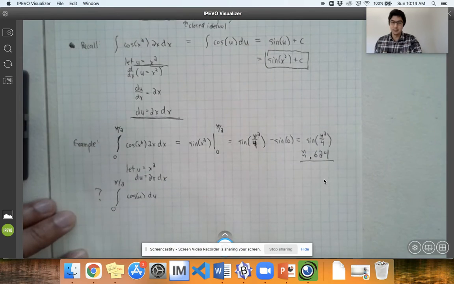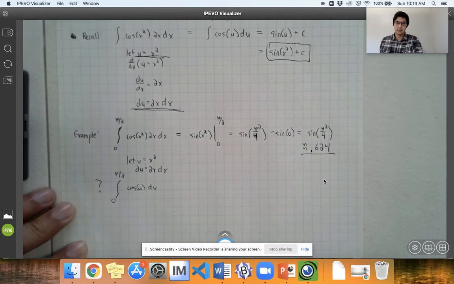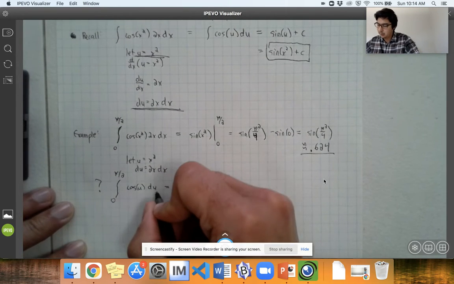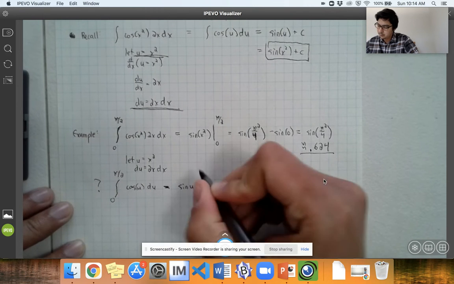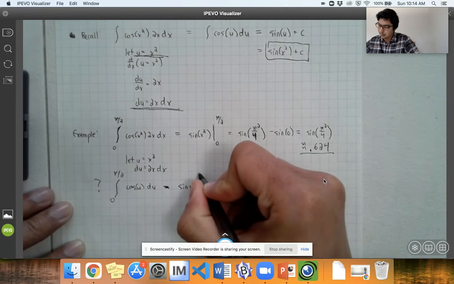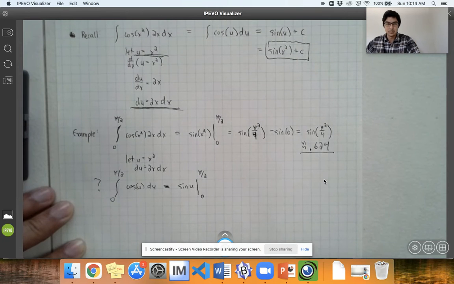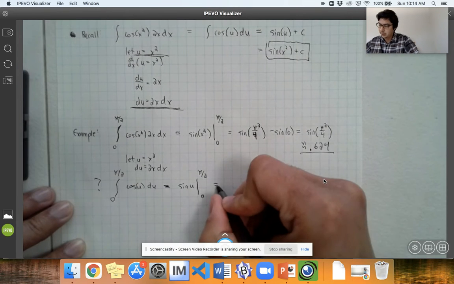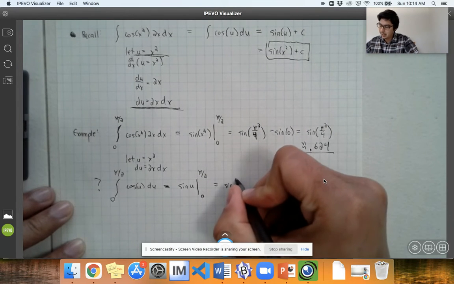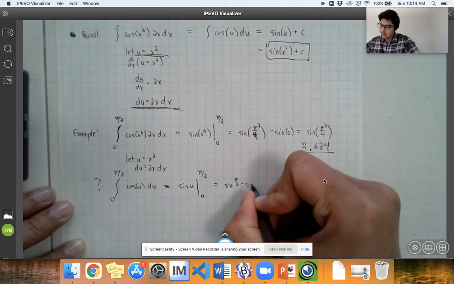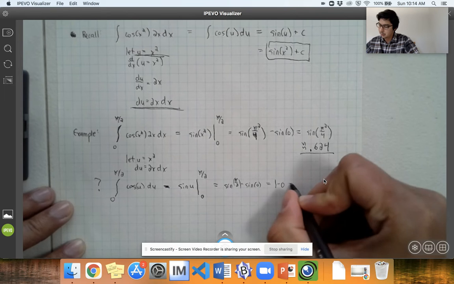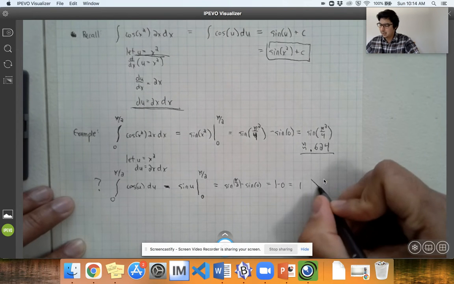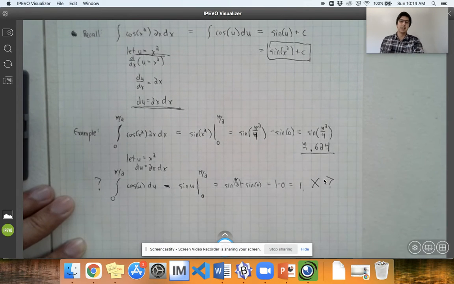Can we do this? Let's look. If we just stuck with u, then that would be sine of u, and then we'd be evaluating from 0 to pi halves. If you plug that in, you get sine of pi halves minus sine of 0, which is going to give us 1 minus 0, which is 1. And wait a second, that's not the same as what we got.